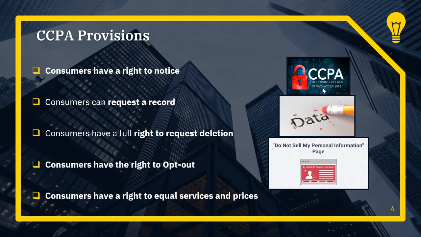So let's move on to provisions under the CCPA. Probably the most obvious right that consumers have under the CCPA is the right to notice. Under the CCPA, businesses must inform consumers what categories of personal information will be collected and the purposes for which these categories will be used. The law empowers Californian consumers to request a record of what personal information is being collected about them and the purposes for which the personal information is used.